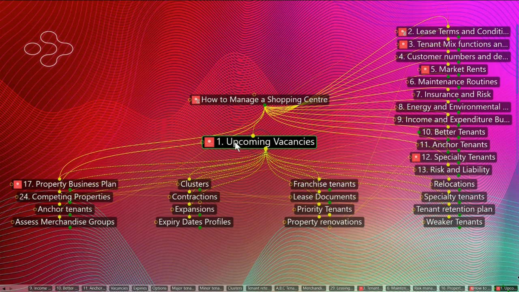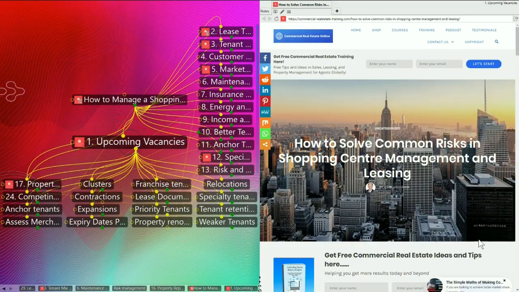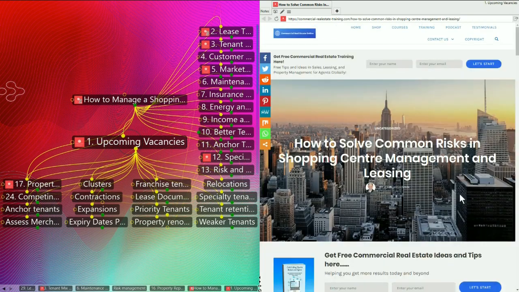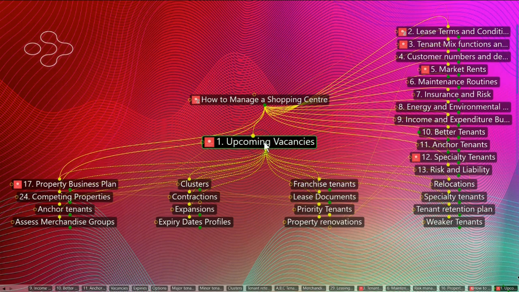So again, with this particular topic to help you, at the website I have put an article, and I'll just pull that up for you now. The article is How to Solve Common Risks in Shopping Centre Management and Leasing. So you can print that off at the website, and there it is there. So now let's go further into this particular topic and look at these subjects. So upcoming vacancies, how to deal with these things.